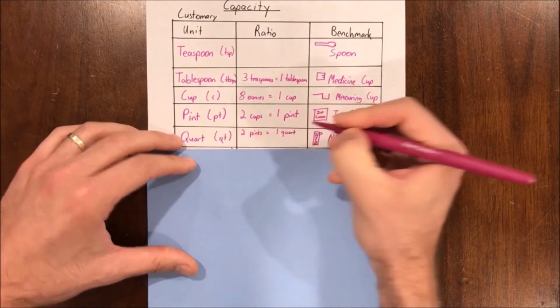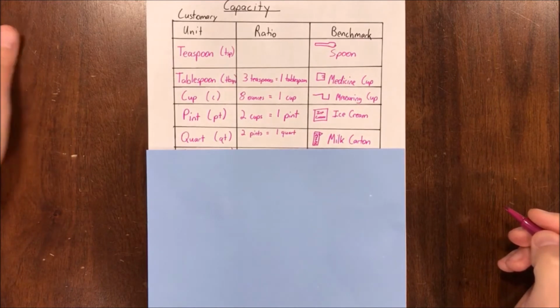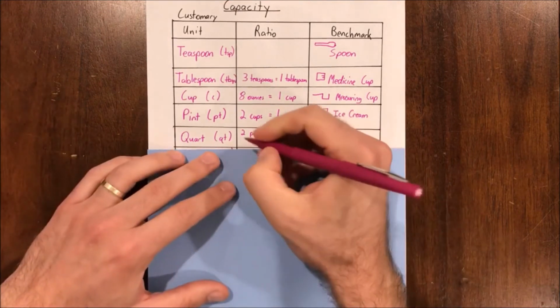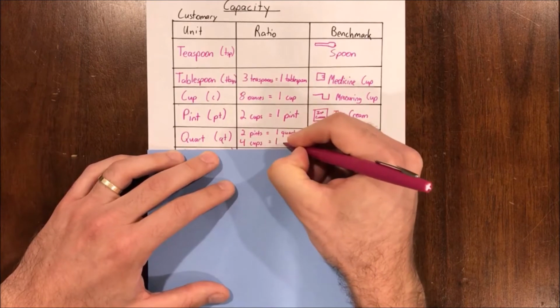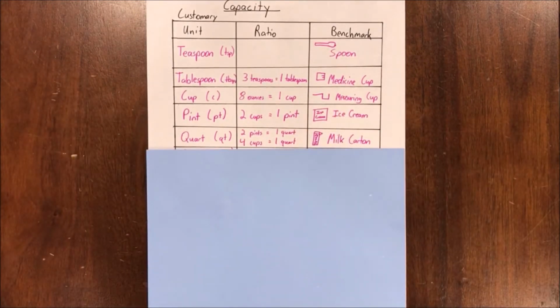So if there are 2 pints in a quart, how many cups would there be in a quart? Say it out loud. Yeah, there would be 4 cups in 1 quart, right? Because if there's 2 pints in a quart and 2 cups in each pint, 2 times 2 gives you 4.